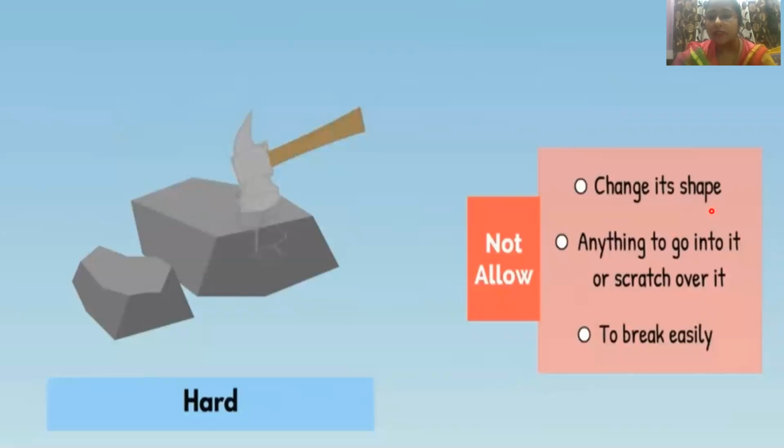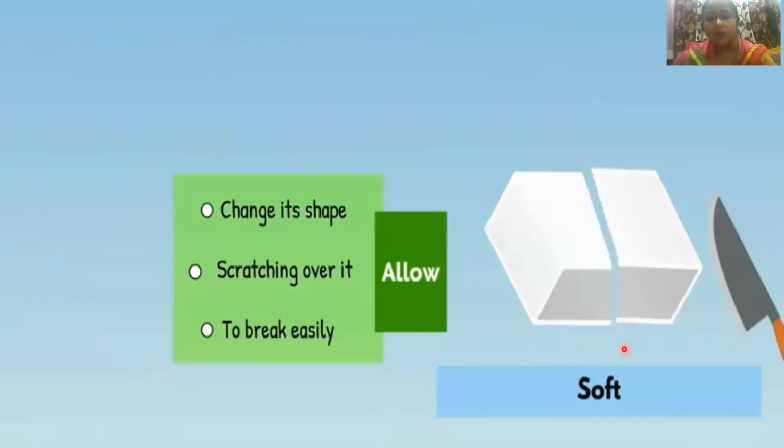So a hard object does not allow its shape to change. We cannot scratch it and we cannot break it easily. While in soft material, we can easily change its shape. We easily scratch it and it can be easily broken down.